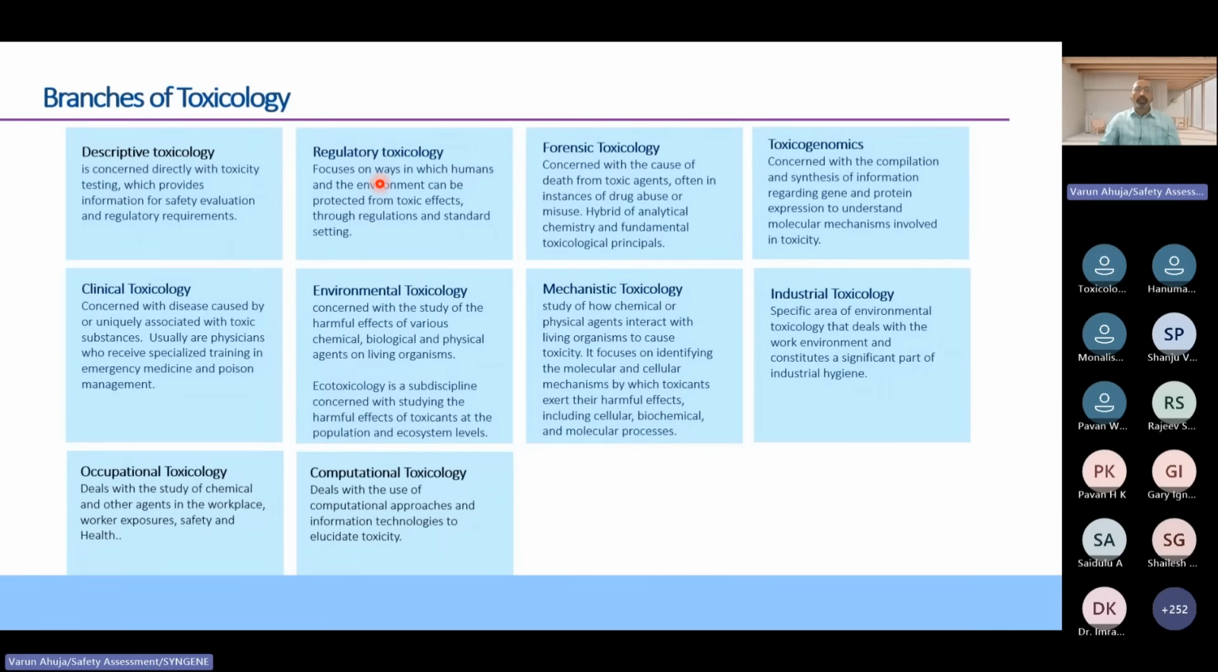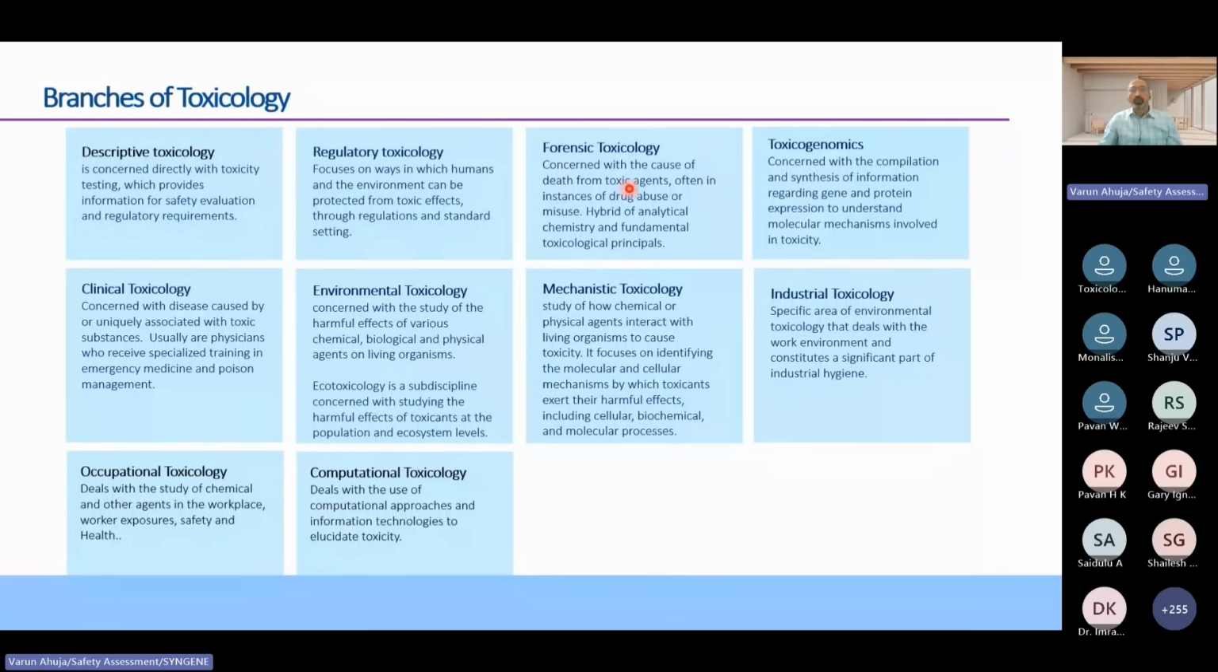Next, coming to regulatory toxicology, it focuses on ways in which humans and the environment can be protected from toxic effects through regulations and standard setting. So whatever data the descriptive toxicologists, or the toxicologists who do the studies, like the study director, provide, the regulatory toxicologists use that information to derive the safe dose levels, and ultimately the aim is that humans are not exposed to toxic doses over a lifetime.